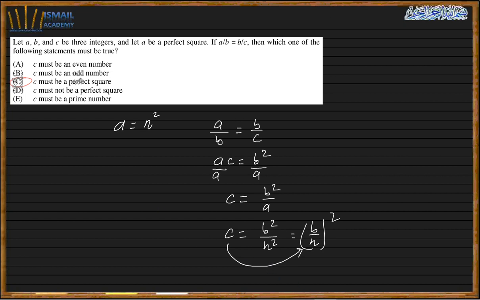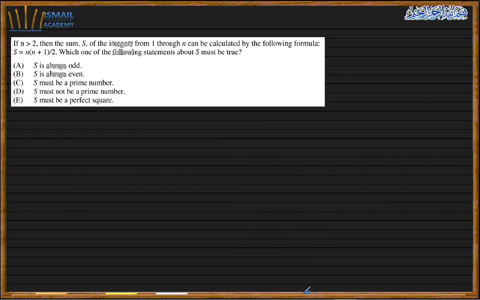Next question. So if n is greater than 2, then the sum S of the integers from 1 to n can be calculated by the following formula. So if I have 1 plus 2 plus 3 plus till n, it can be calculated using this formula, n times (n plus 1) over 2. Alright, which of the following statements about S must be true?